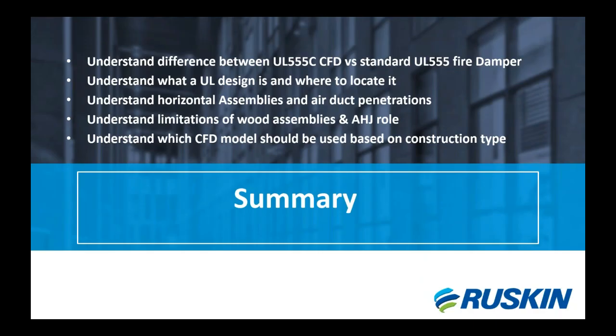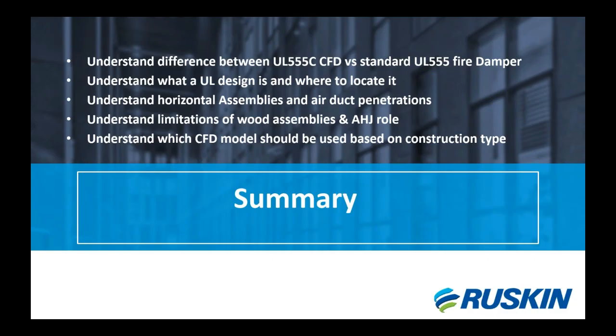So that essentially takes us through a little summary of how to understand ceiling radiation dampers: the difference between the UL 555C CFD, as we call it, ceiling fire damper, versus standard UL 555 fire dampers, which are thought of as a curtain type. Also understanding the UL design number, how to find it, and where it's located in UL's directory. It's quick to look up, so it doesn't take a lot of time.